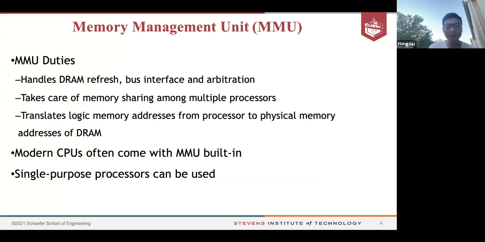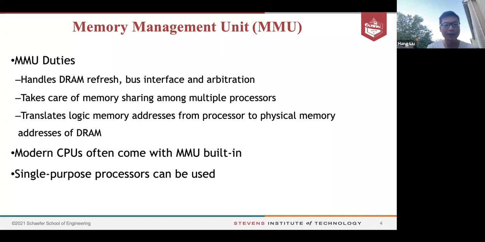To enable virtual memory, you need a physical unit called the memory management unit. The duty of the memory management unit, or MMU, is that it handles the DRAM refresh, like we discussed in the last lecture. Every time we read a DRAM cell, it discharges, or it basically leaks power. So that's why we have to refresh it to maintain the correct voltage of every memory cell.